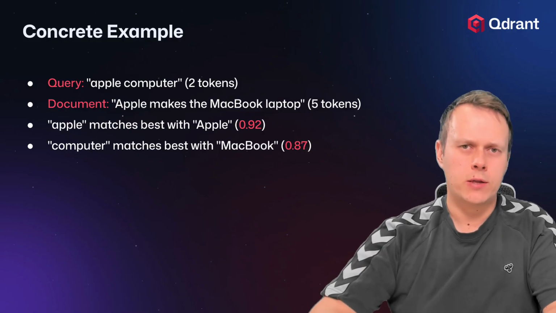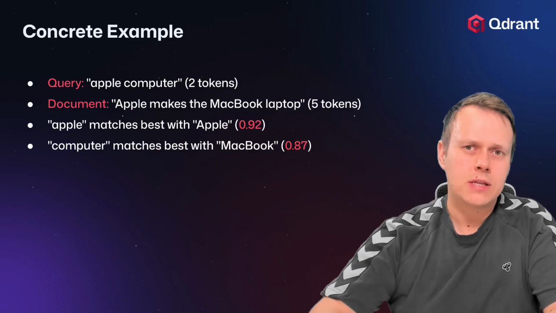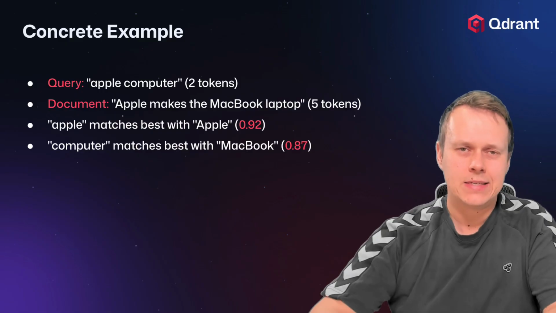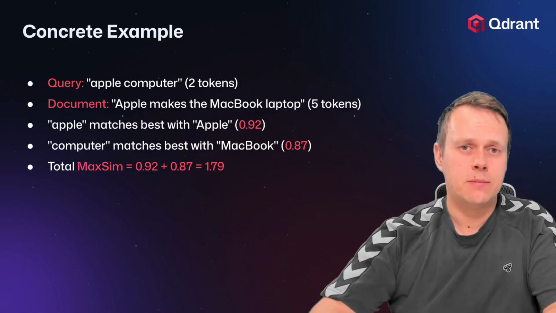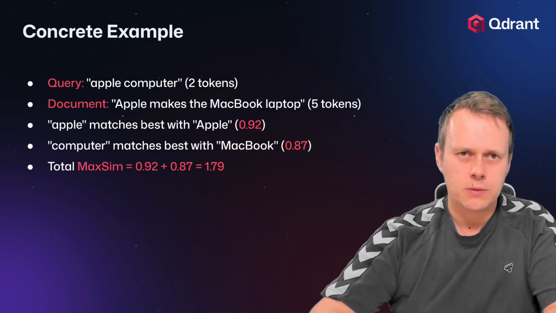The query token computer does the same. It finds its maximum match, which is MacBook, semantically related even though they are different words. Similarity 0.87. We sum them. In total, it's 1.79. This is the MaxSim score for this query document pair.